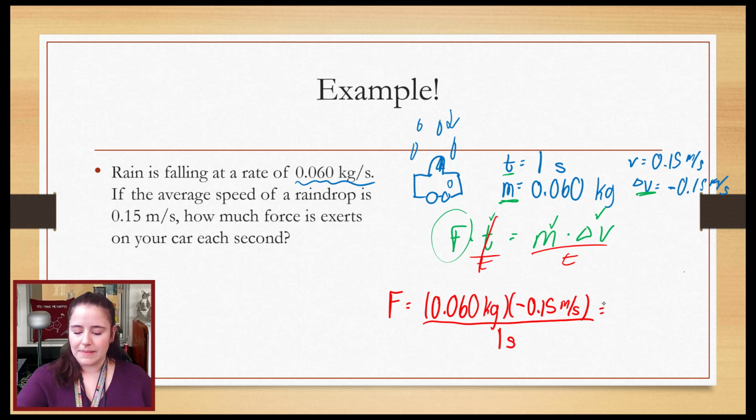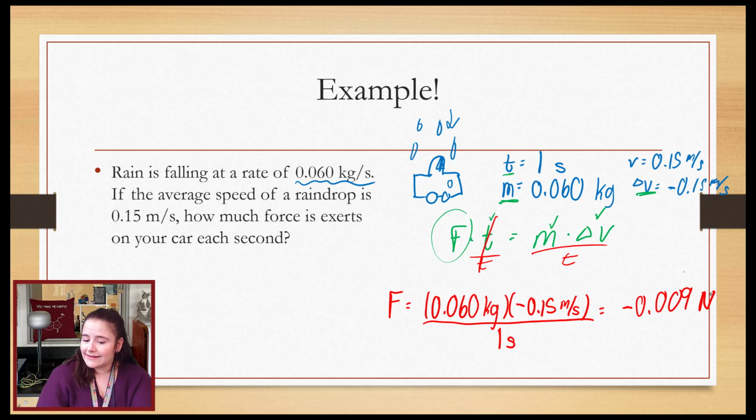So we plug that into our calculator, and we get negative 0.009 newtons. Okay, it is negative, and that makes sense because we had a positive velocity for the falling rain. Okay, positive velocity, and the force is, of course, in the opposite direction. So that's why it came out to negative, but that's totally fine. Okay, cool. That's how we use the impulse momentum theorem.